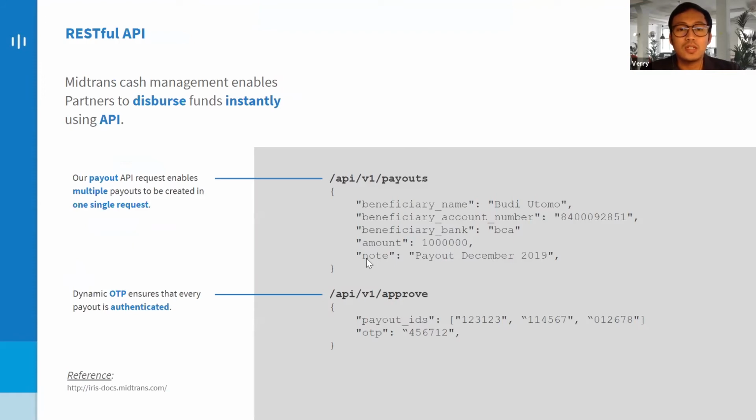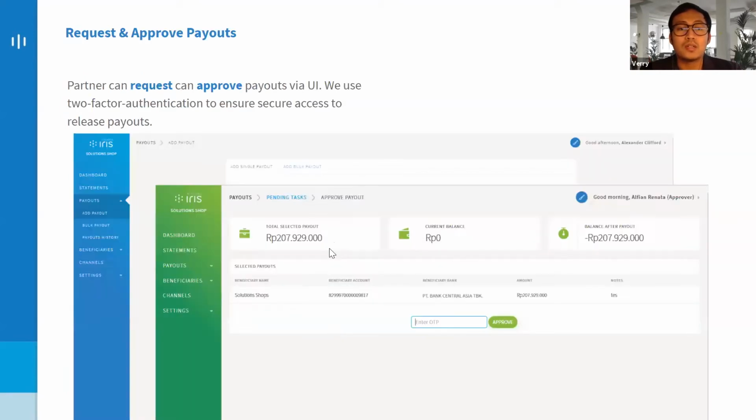So this is a sample of the API that we use for Iris. It's basically very simple. The way it works, our merchants just need to create this API request with the beneficiary name, beneficiary account number, bank, and the amount of the payout that we want to execute. And then, by sending the instruction to us, we will disburse the fund through our system, right?